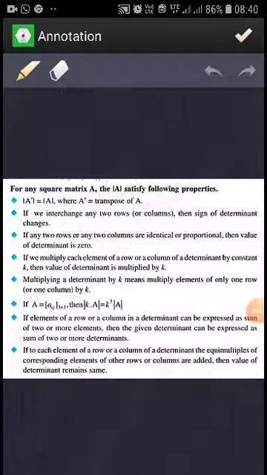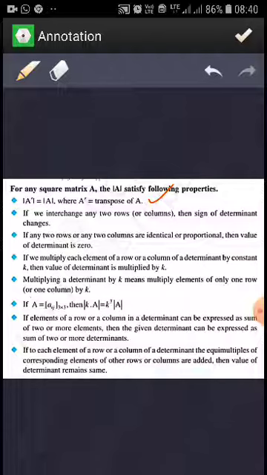Properties of determinants. If we change all rows into columns, meaning if we take the transpose of matrix A and find the determinant, then the determinant of A and the determinant of A dash will be the same. So the determinant of the transpose and the original determinant value will be the same, so we can perform the property Ri to Ci, which means change the rows into columns.